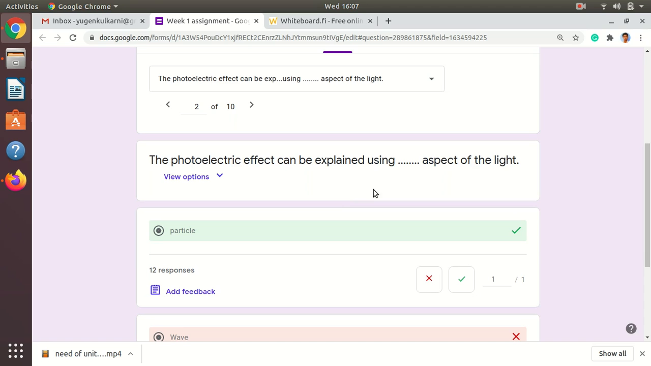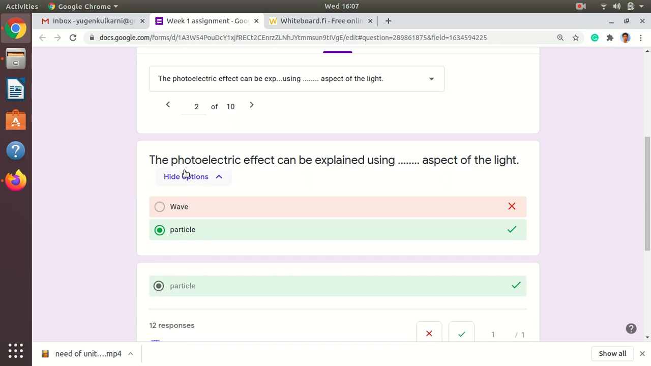We have two aspects of light. One is particle and the other is wave. So we have options wave and particle. Particle is the correct option and wave is the incorrect option. Almost all students have selected particle, but a few have selected wave.